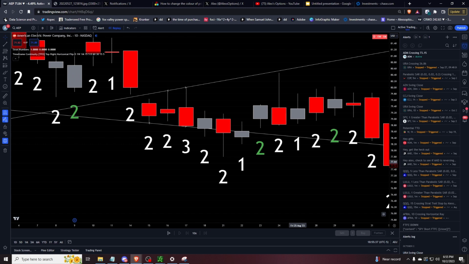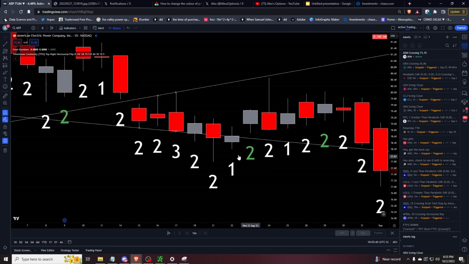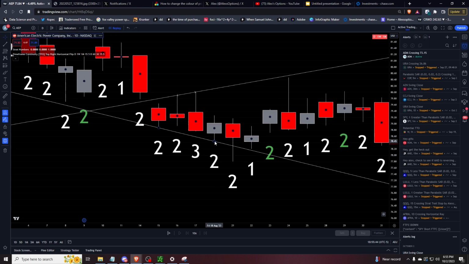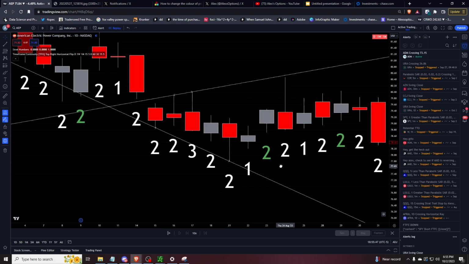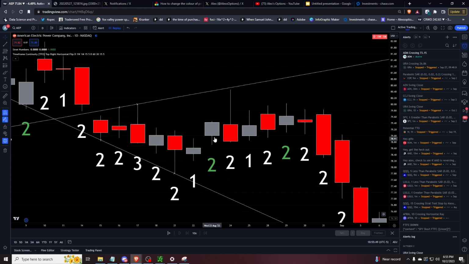And since it's a broadening formation, it broadens over time. So once this candle closes, the range has gotten bigger. Once this one closes here, the range has gotten bigger again. And then you can see they consolidate and then trend upwards.